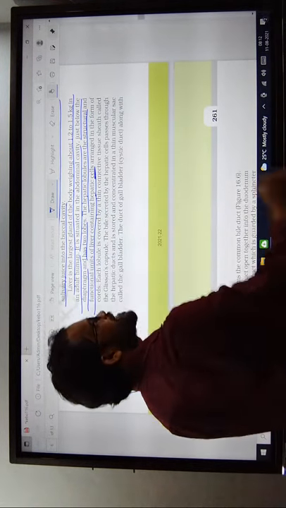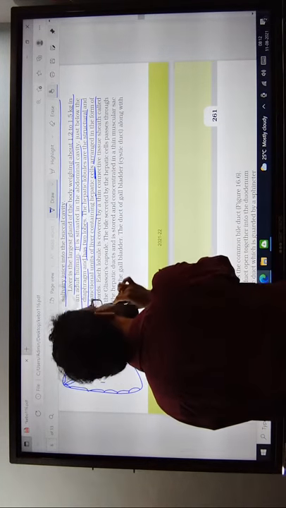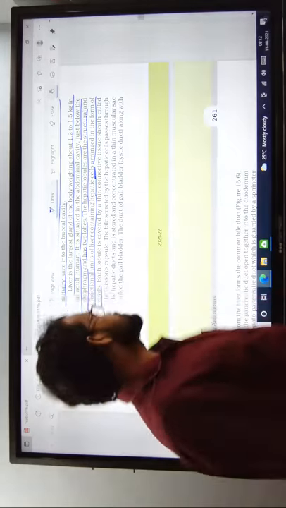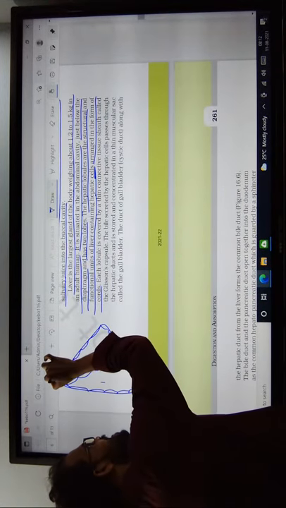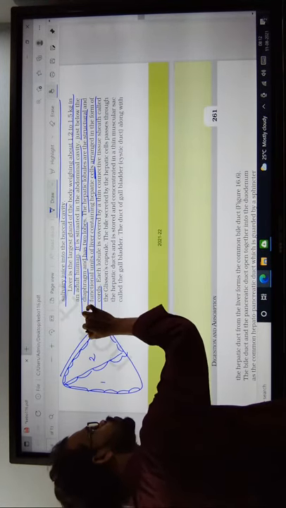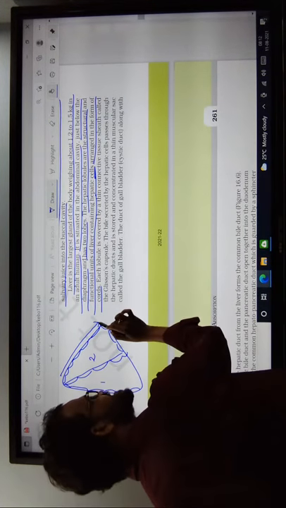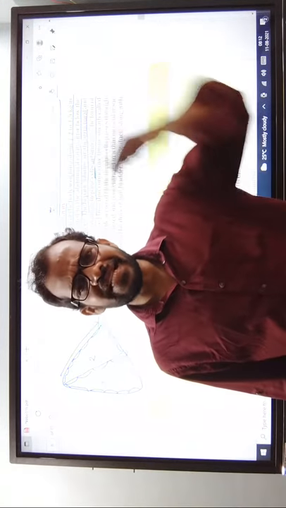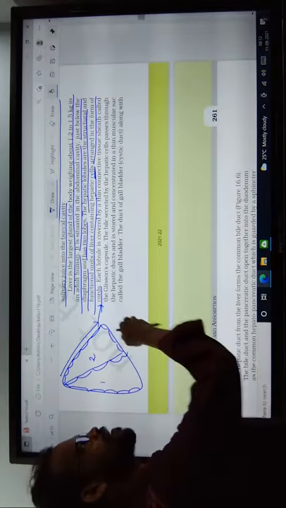Hepatic lobules contain hepatic cells arranged in the form of cords. Cords means these hepatic cells are arranged in a group manner, which is known as a cord. A cord is nothing but hepatic cells arranged in a group.